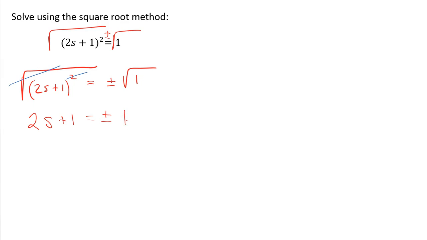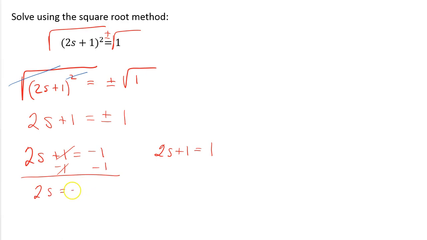Now what do we do? Well, you have 2 different equations to solve. I have 2s plus 1 is equal to negative 1, and I also have 2s plus 1 is equal to positive 1. So now is the time to split it into 2 separate problems. And now what we have are called linear equations. It's s to the first power, which is just an easy subtract 1 on both sides. Those cancel. That gives me 2s is equal to negative 1 minus 1, which is negative 2. I divide both sides by 2 and get s is equal to negative 1.